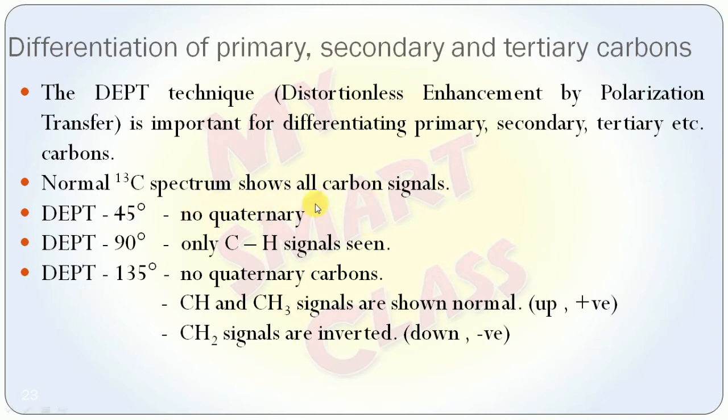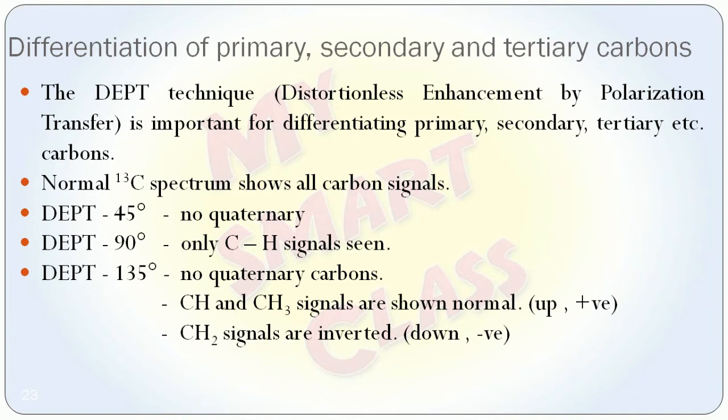In DEPT 90, only CH signals are seen. Means other than CH signals are not present in DEPT 90. Whereas in DEPT 135, no quaternary. CH and CH3 show normal, means they would be at upward position. Sometimes it is written as positive. And CH2 signals are inverted down.